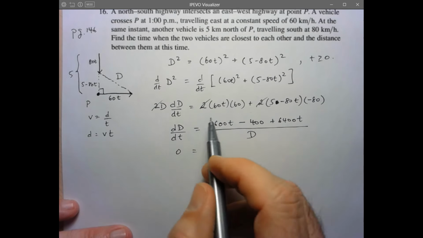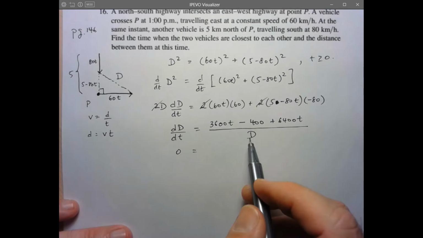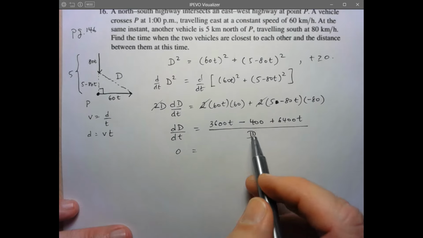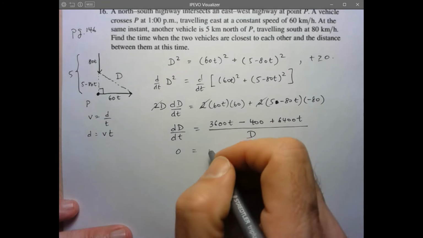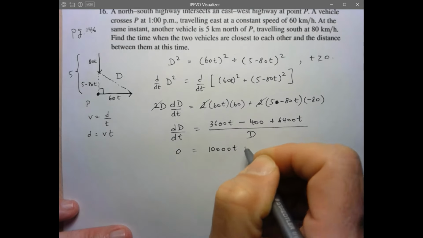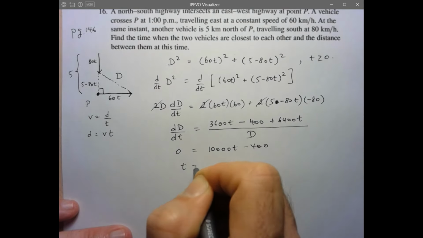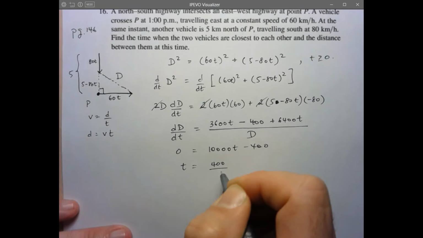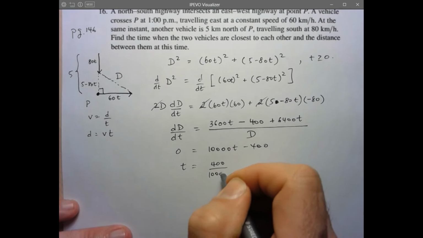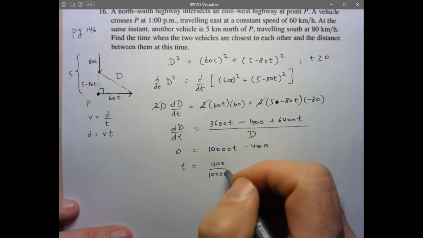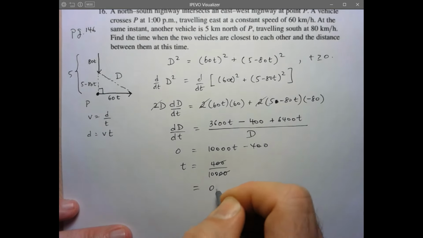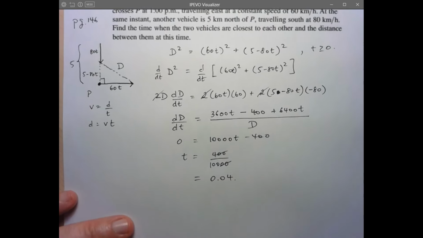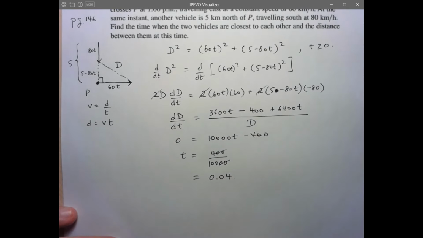Okay, so here, I only need the numerator to be equal to 0. I don't care about the denominator because I've got a fraction. So this distance, I don't need to calculate it. It's not of interest to me. So what do we have? 3600 plus 6400, so it's 10,000t minus 400. So t is just going to be equal to 400 over 10,000. So it's just going to be 4 over 100, so 0.04.